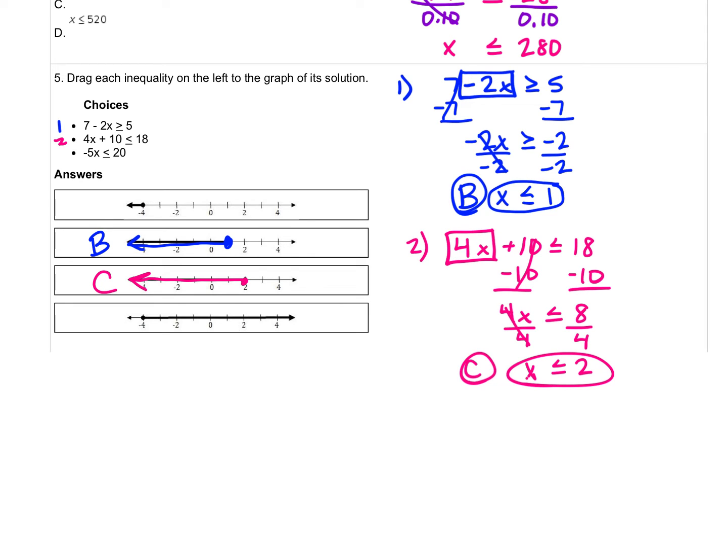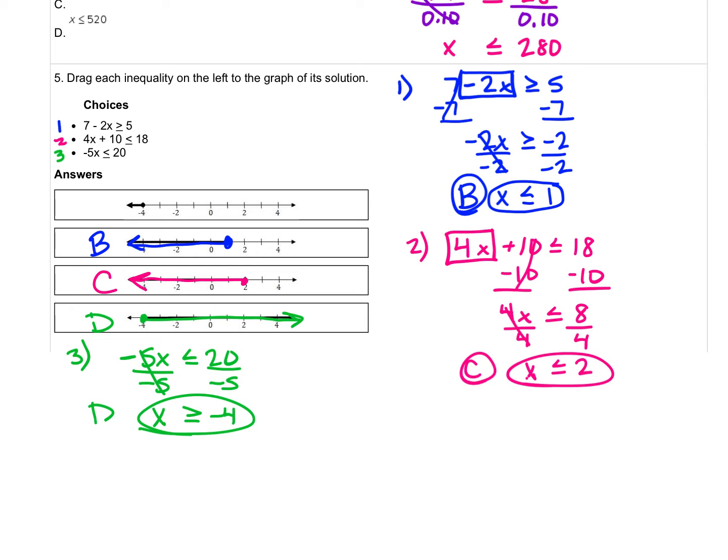And then our last one, the third equation, we have negative 5x is less than or equal to 20. Divide both sides by negative 5 to get x by itself. Since we divided both sides by a negative, our symbol flips, and we get x is greater than or equal to negative 4. That would be this last choice. We'll call it D. So that's answer choice D.